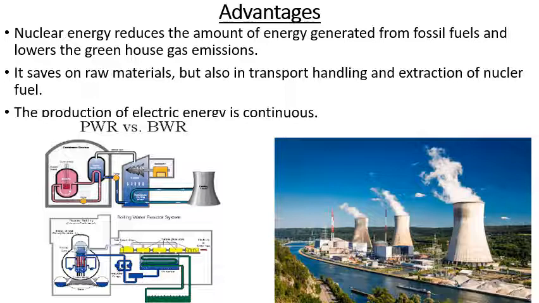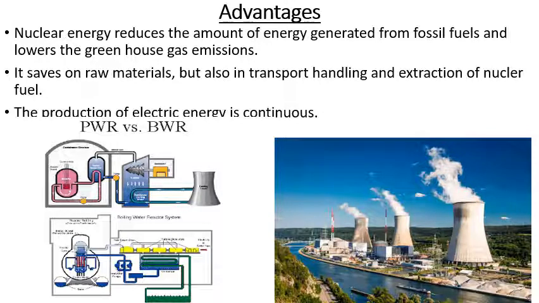Now, what are the advantages of this nuclear energy which has been produced by nuclear fission? Let us see. This nuclear energy reduces the amount of energy generated from fossil fuels, and therefore it reduces the use of fossil fuels and lowers the greenhouse gas emissions. Very important advantage. Next, it saves on raw materials but also in transport, handling and extraction of nuclear fuel. The cost of nuclear fuel is 20% of the cost of energy generated.